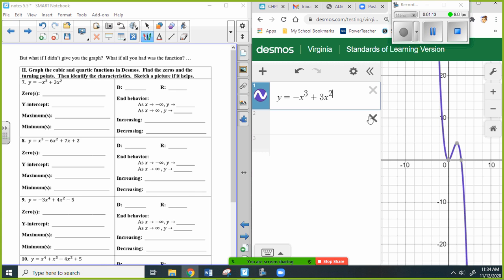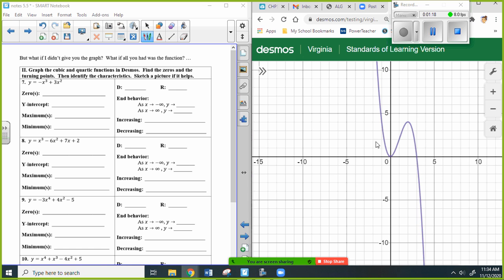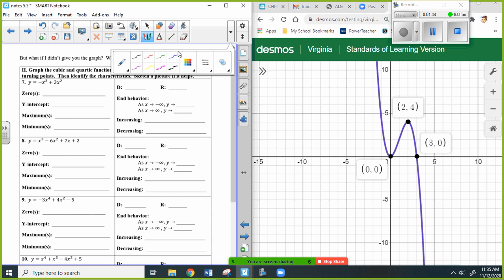Okay, and as soon as I type it in, I'm going to actually hide the expression so that I can see my graph better. Okay, and then I'm going to click on my graph and you should see these little gray points. Okay, and then if you click on those little gray points, they tell you what they are. Okay, and those points, that's where you're going to get all of the information you need to answer these questions.